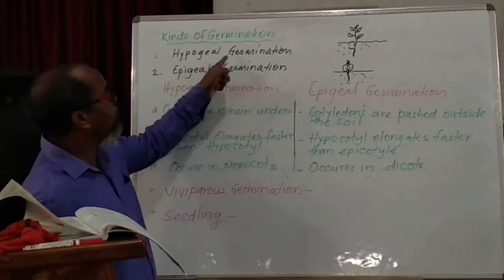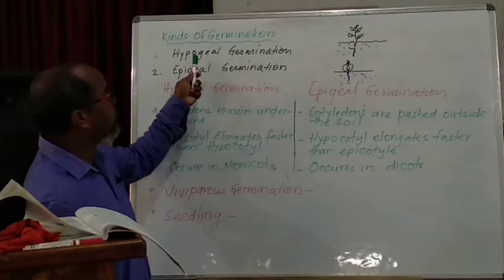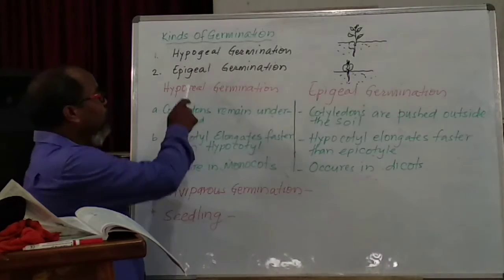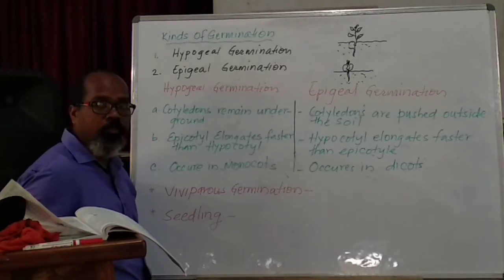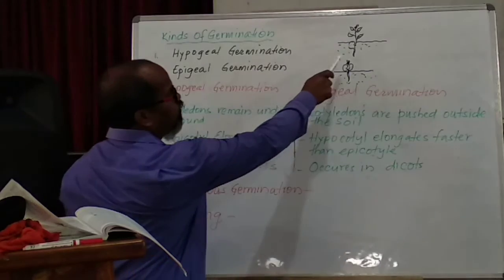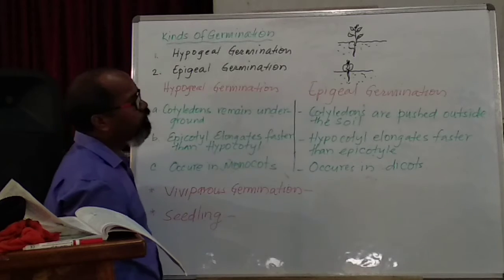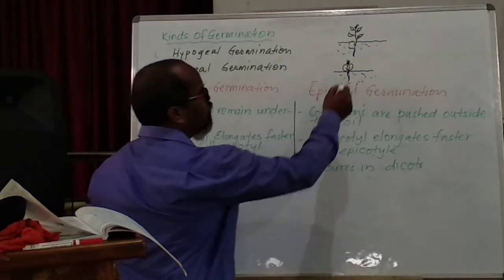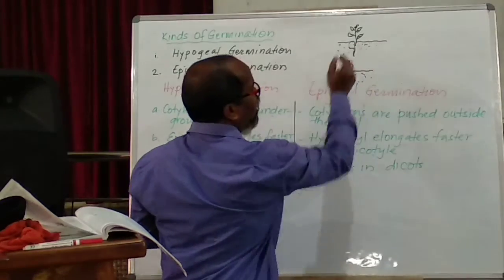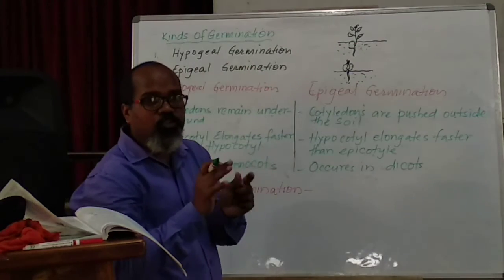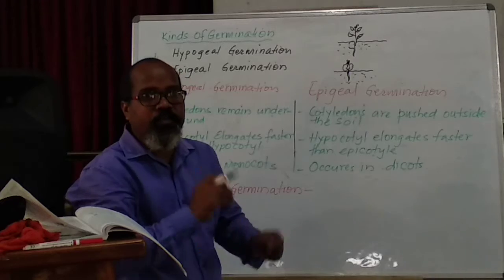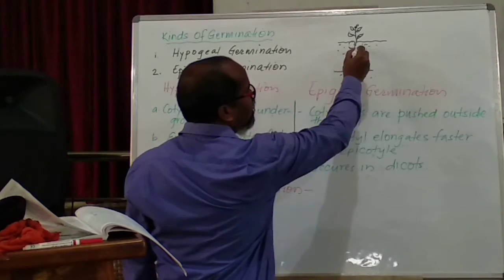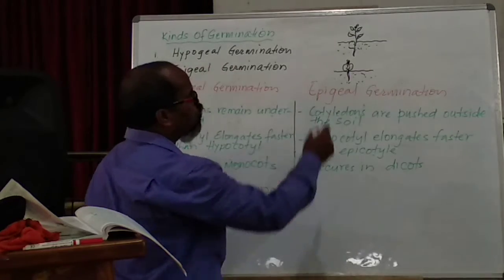First one is hypogeic germination. The second one is epigeal germination. Alongside, I have drawn a diagram of a seed which is germinating. Now, this is the soil. When we sow a seed, we put the seeds inside the soil. And so this seed was sown inside the soil.